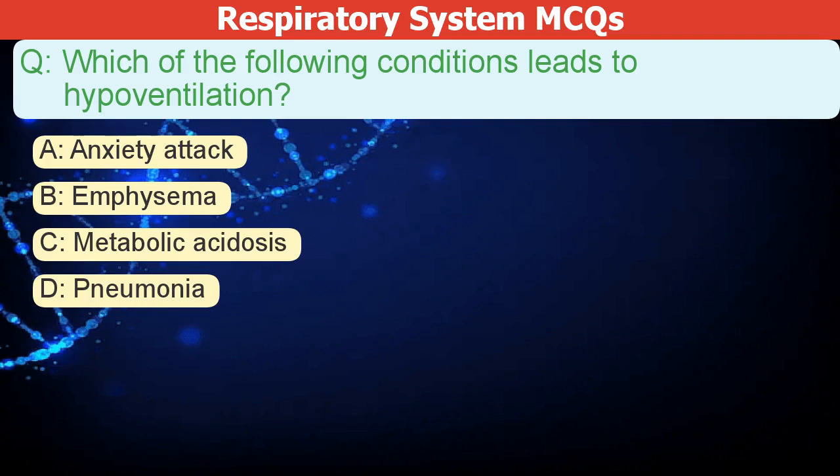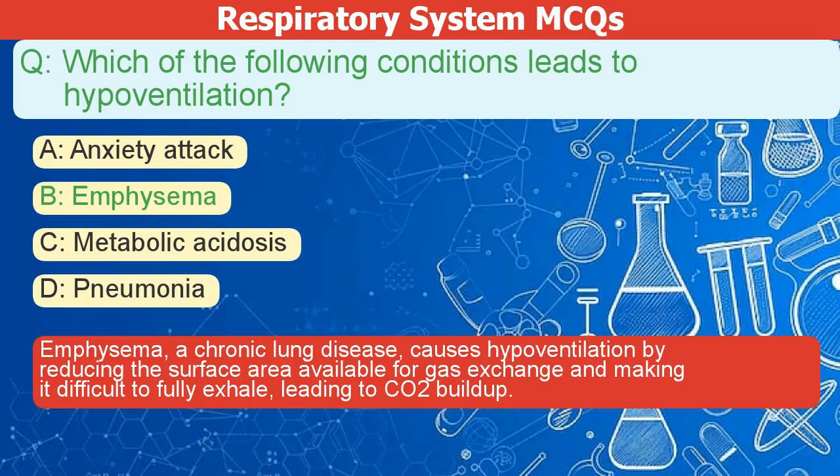Which of the following conditions leads to hypoventilation? A. Anxiety attack. B. Emphysema. C. Metabolic acidosis. D. Pneumonia. The correct answer is B. Emphysema, a chronic lung disease, causes hypoventilation by reducing the surface area available for gas exchange and making it difficult to fully exhale, leading to CO2 buildup.